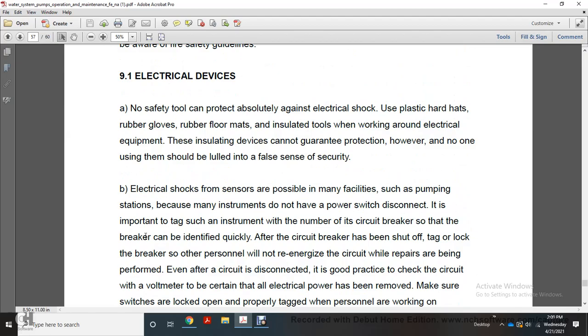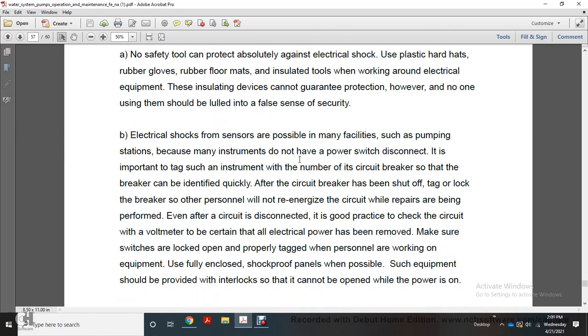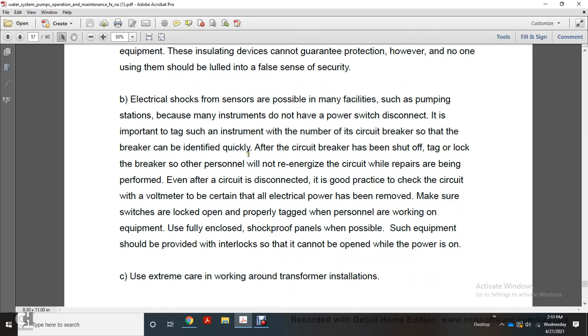Electrical devices. No safety tool can protect absolutely against electrical shock. Even plastic hard hats, rubber gloves, rubber floor mats, and insulated tools cannot guarantee protection when working around electrical equipment. However, no one using these should be lulled into a false sense of security. Electrical shock is possible. At the main facility pump station, some instruments do not have a power switch disconnect. It is important to tag such an instrument with the number of its circuit breaker so that the breaker is identified quickly. After the circuit breaker has been shut off, tag and lock the breaker so other personnel do not re-energize the circuit while repairs are being performed.